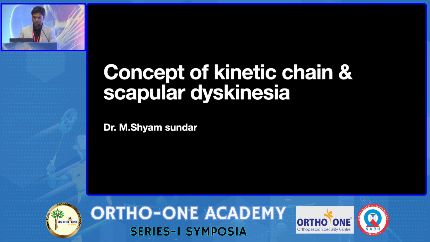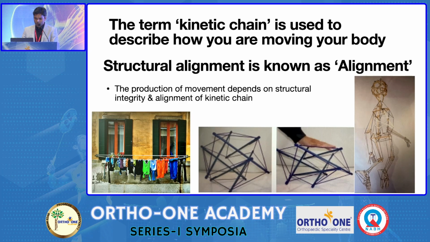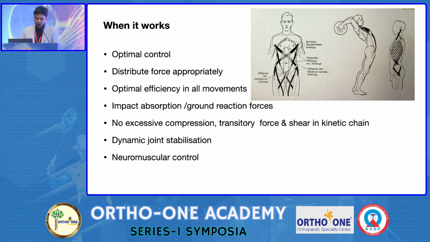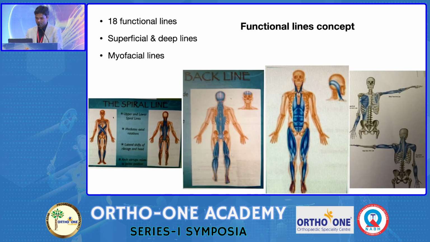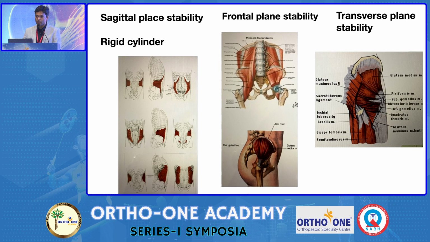I'll be talking about the chain, the kinetic chain, not a key chain, not a locking chain, and about scapular dyskinesia. The term kinetic chain is used to describe how the body moves. The structural alignment, when it works, acts as optimal control and distributes force appropriately, with no excessive compression, transitory force or shear, through dynamic joint mobilization and neuromuscular control. Do you guys understand what I'm speaking?